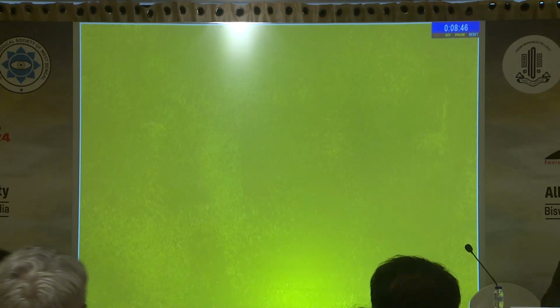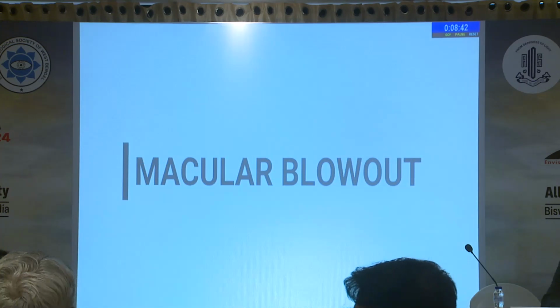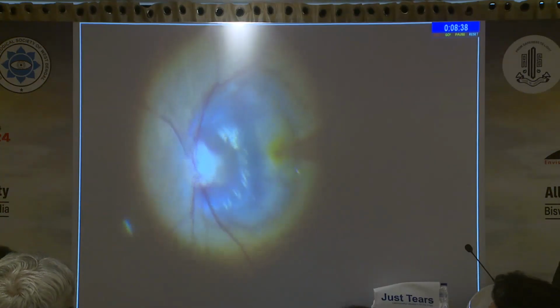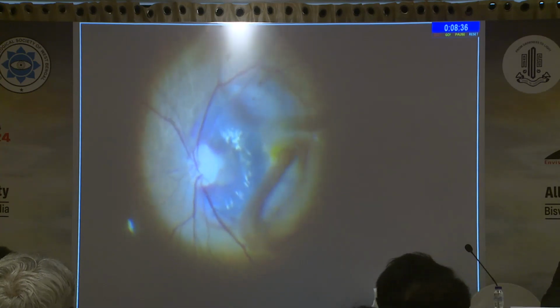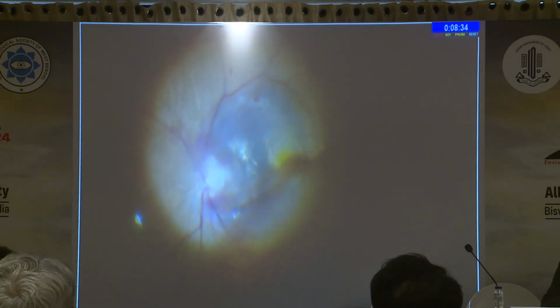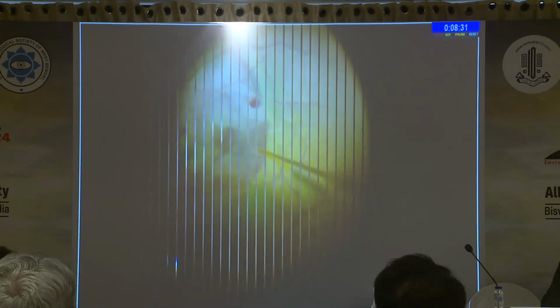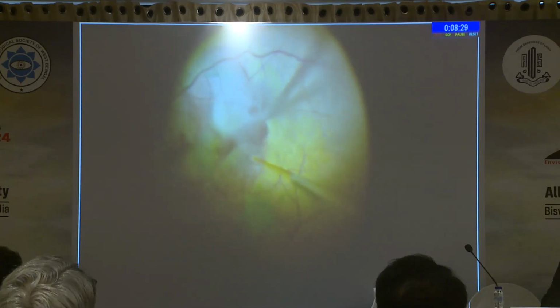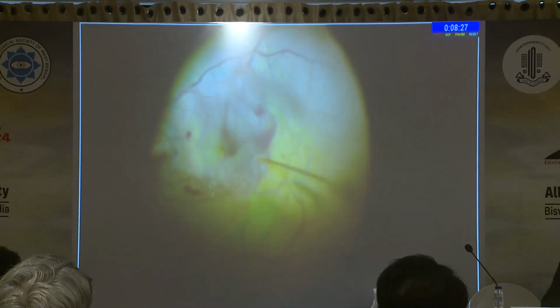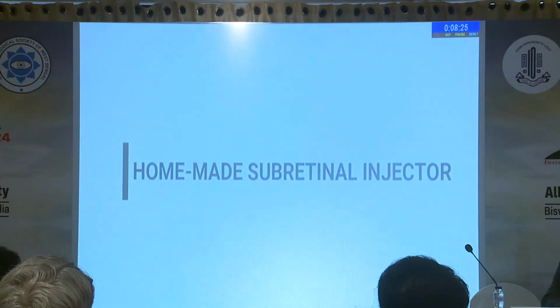And what we were discussing in the last case, this is a common complication. This is mainly due to the uncontrolled forceful injection by the assistant who is pushing the plunger while the surgeon holds the syringe. This also leads to shaking of the surgeon's hand while injecting. To overcome this, an automated subretinal injector can be made in the OR.